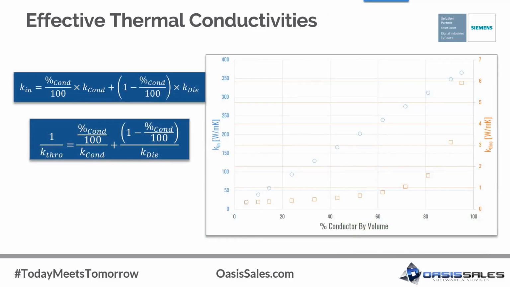Let's take a look at how the in-plane and through-plane conductivities vary with percent conductor by volume. The in-plane varies essentially linearly with percent conductor. The through-plane changes very little with percent conductor and only gets up to around 6 watts per meter Kelvin when the percent conductor, in this case copper, is at 95%, particularly in the areas of 10 to 20% copper. If there are thermal vias present, the through-plane conductivity should be adjusted in the areas where the vias are located.